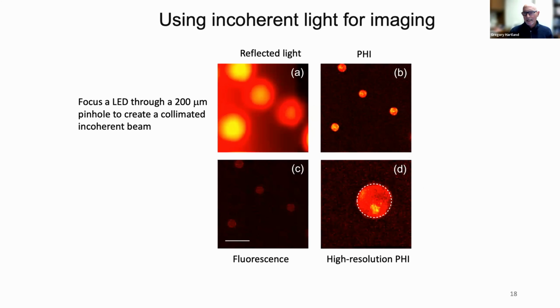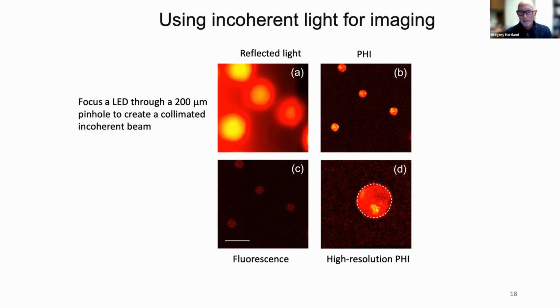So we tried to get rid of that by using an incoherent light source, just using a little laser LED. And of course, to get any reasonable resolution under the microscope, we wanted a collimated beam. So the way we did this is we took an LED, we focused it through a pinhole and recollimated to make, as close as we could, a collimated incoherent light source. And then we just did our reflected light and photothermal images with this light source.